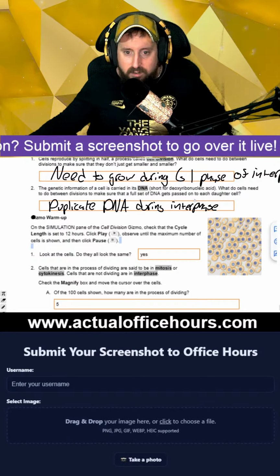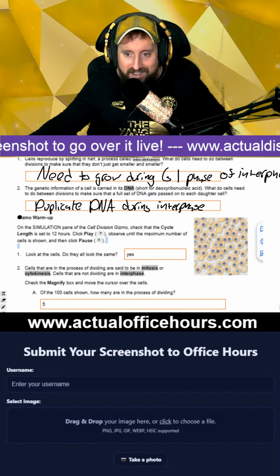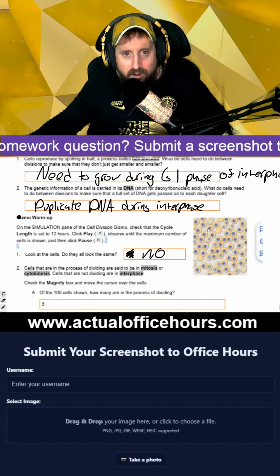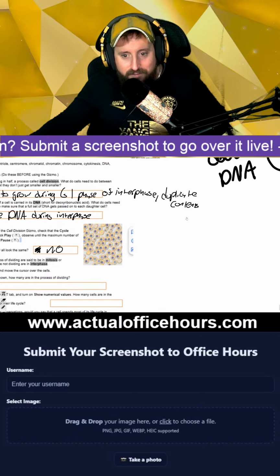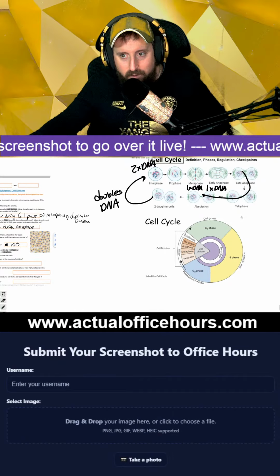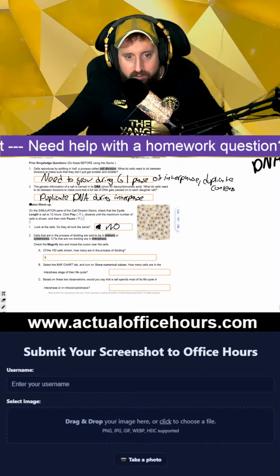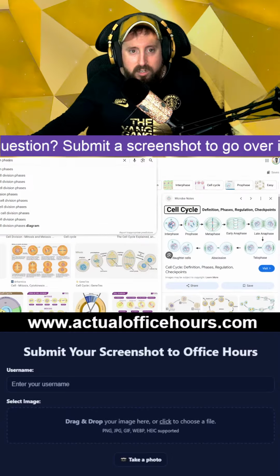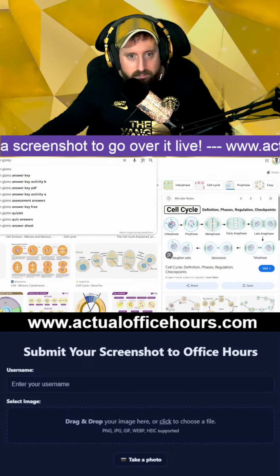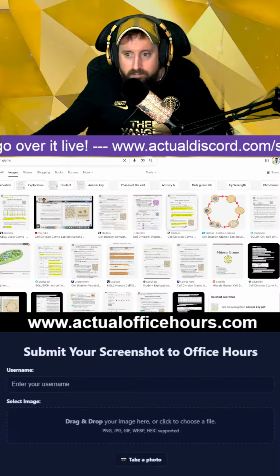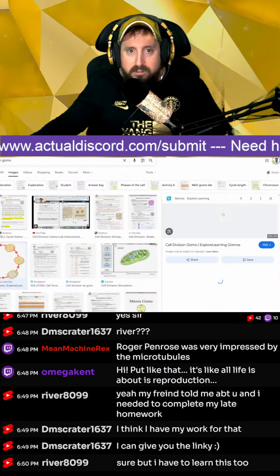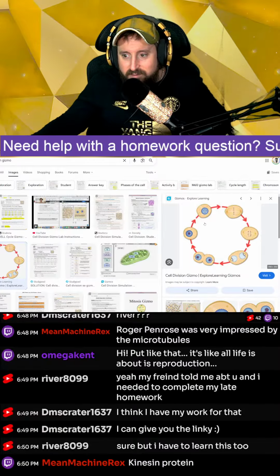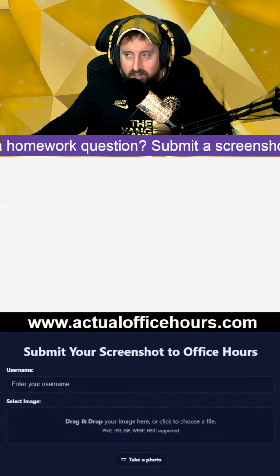All right. On the simulation, whatever. Okay, I can't really run a simulation. Look at the cells. Do they look the same? I don't feel like these cells are all at different phases of their cycle, right? You see how these are all different. So it's called Gizmo. Cell division Gizmo. There we go. Oh, I see it. Kinesin protein. I don't know what this Gizmo website is.